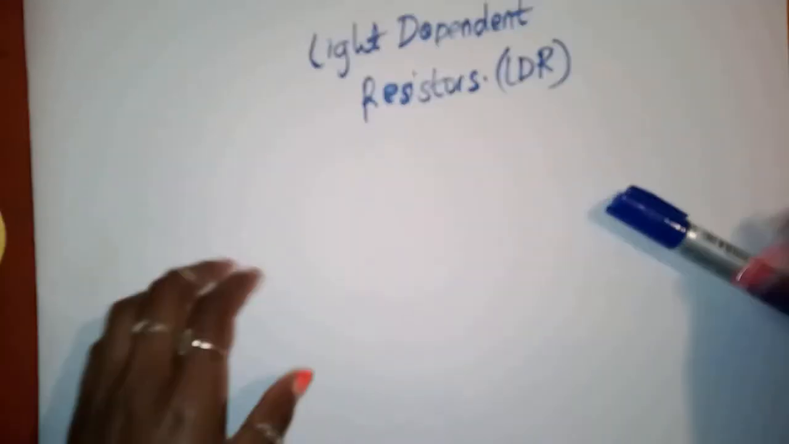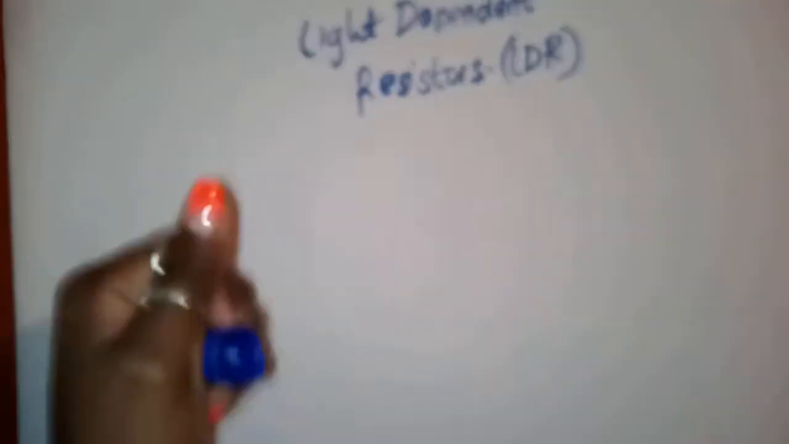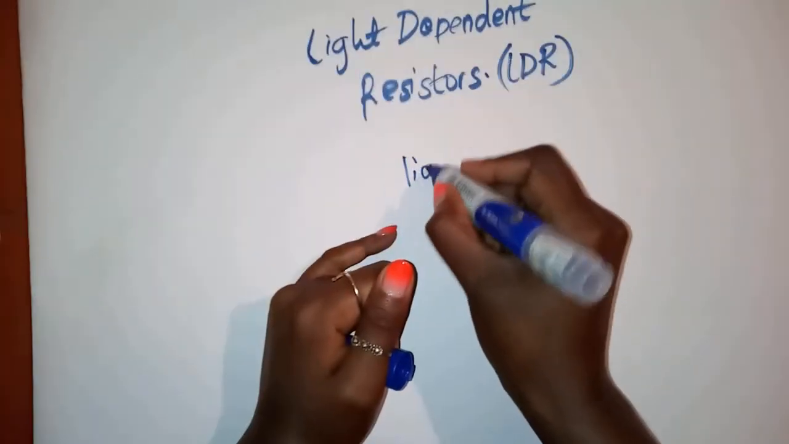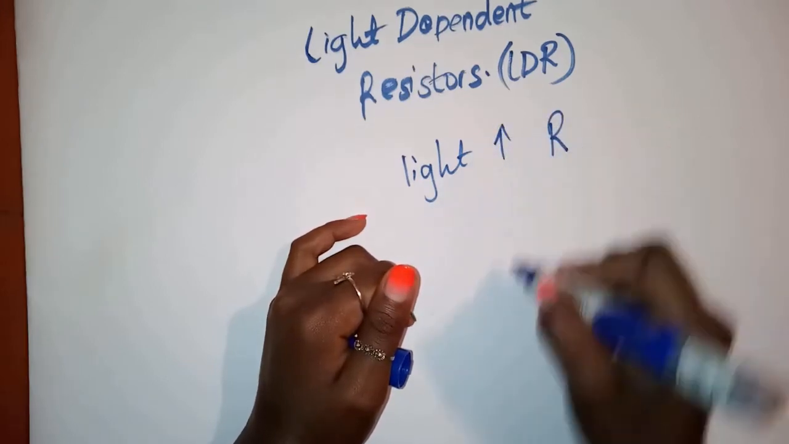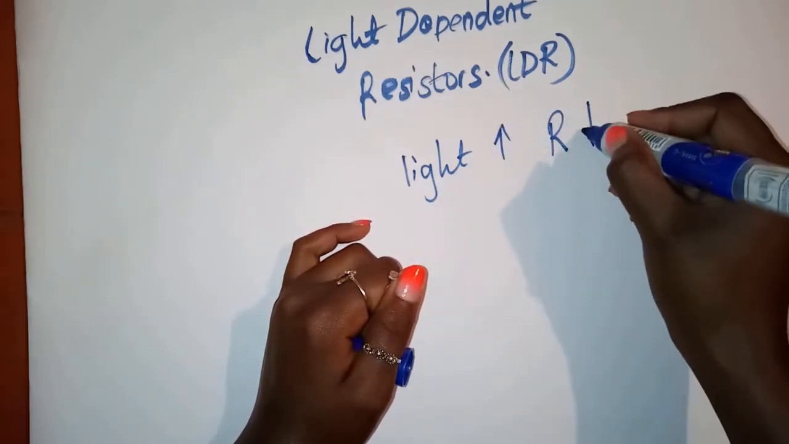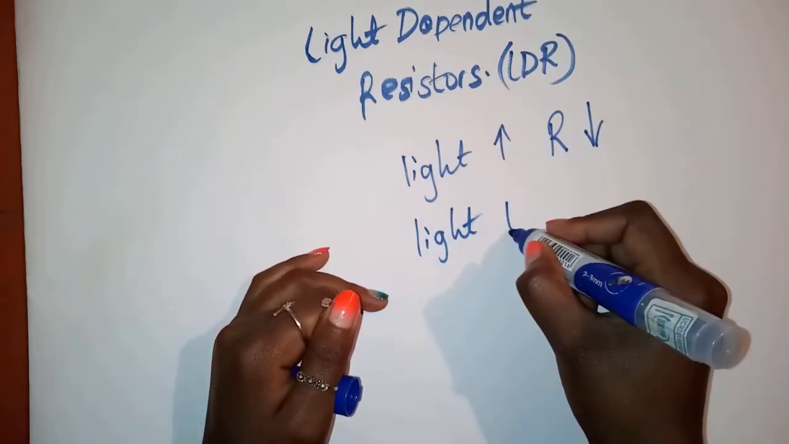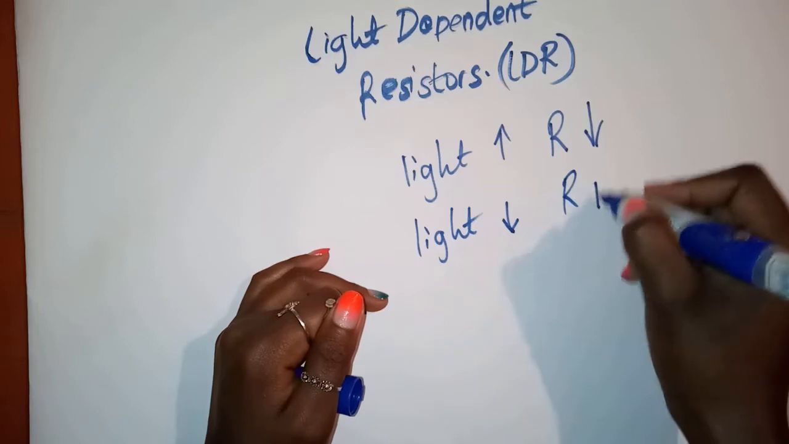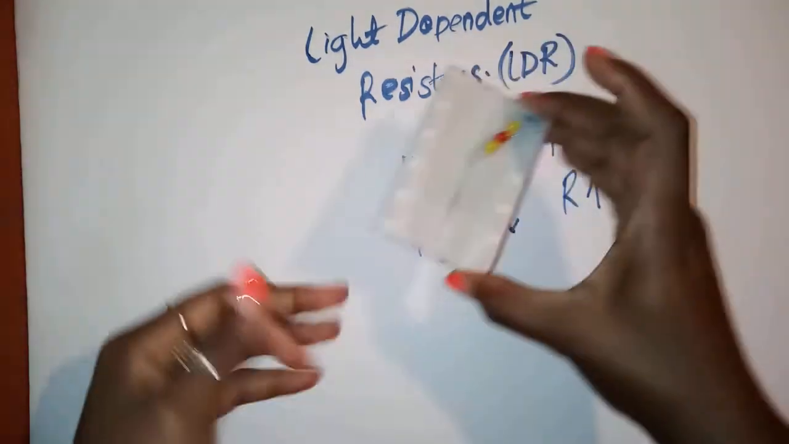So an LDR, let me show you how it looks. This is the LDR. Its theory is that when light increases, its resistance reduces, and when light reduces, resistance increases.